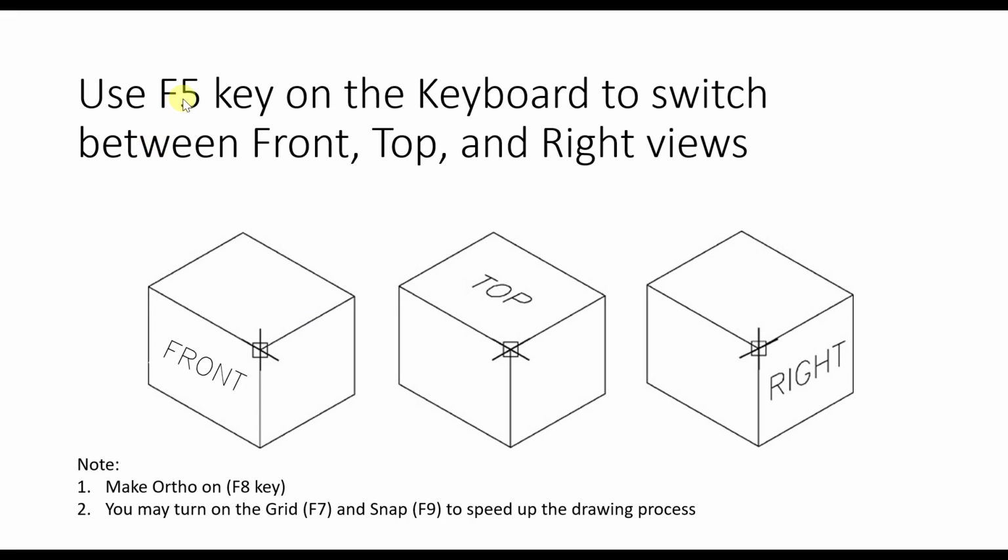So it's going to be a toggle key. So with F5, you keep pressing and you can jump from front to top to right and to develop your views. Of course, we're gonna use F8 key to turn on the ortho mode. Make sure it's on to make sure you're drawing in one of these views. Also, we can turn on the grid and snap to speed up drawing process.